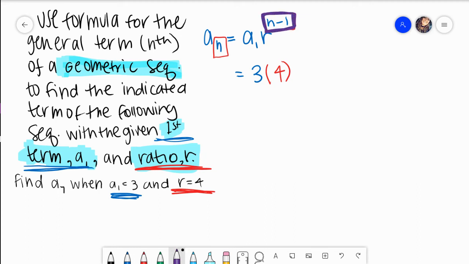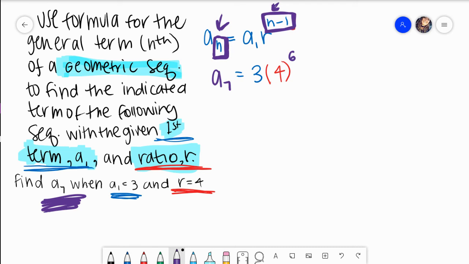I kind of wish I had done this in a different color. There we go. I'm going to figure out my n minus 1 because my n comes from here. And where do you see something in that form? Right there, this specific problem tells me a sub 7. So this n right here is the same n right here. If it's a 7 at the beginning, for my exponent I do 7 minus 1, which gives me 6.